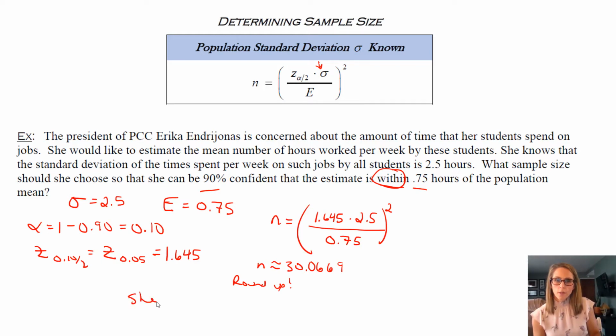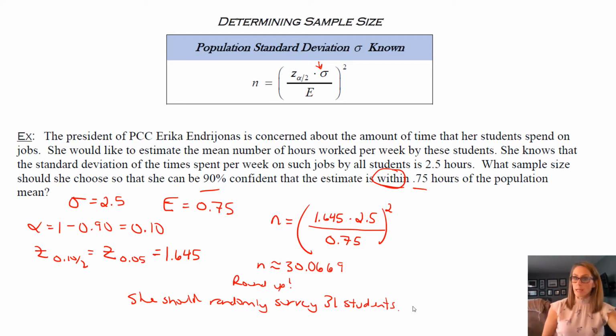So she should randomly survey 31 students. And that might not seem like a lot, but if you take a good random sample of students, this would be okay. But again, you'd have to know population standard deviation, which is not common. And that is section 7.2.